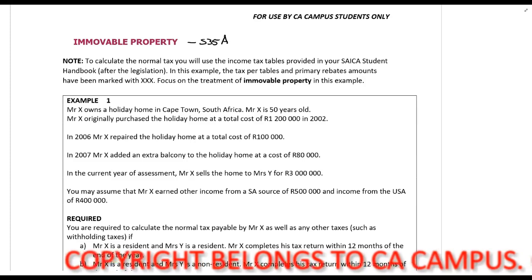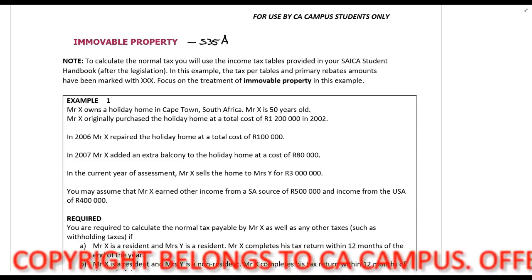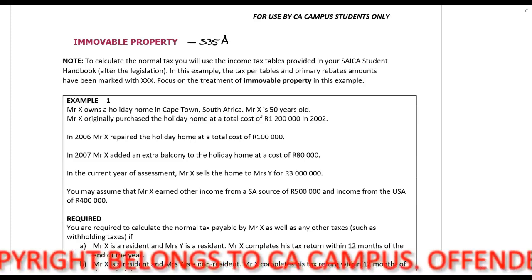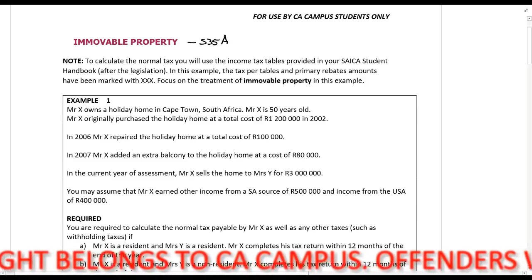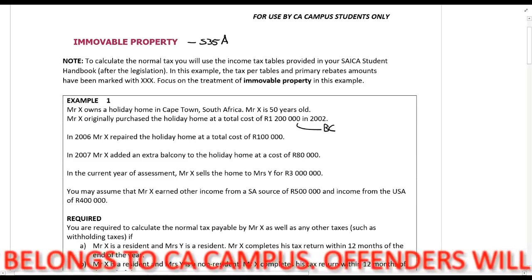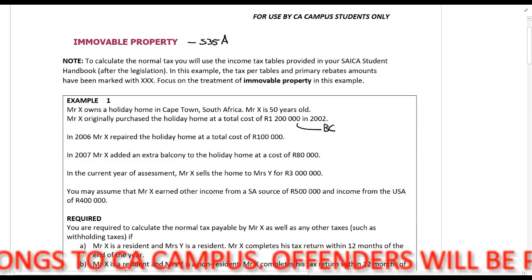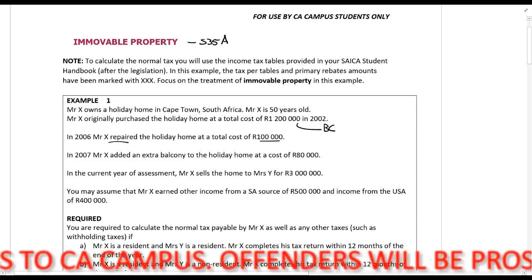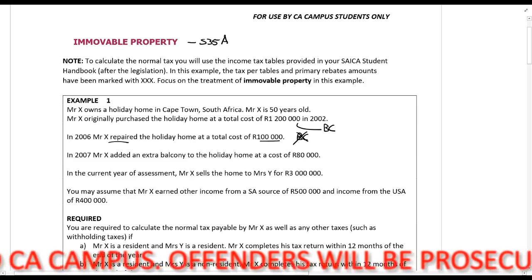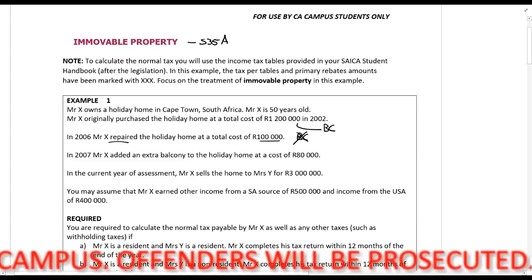So Mr. X owns a holiday home in Cape Town, South Africa. Mr. X is 50 years old. He originally purchased the holiday home at a total cost of 1.2 million in 2002. So that will form part of his base cost. In 2006, Mr. X repaired the holiday home for 100,000 rands. That is not base cost. Repairs are not added. All of this you'll study under CGT.